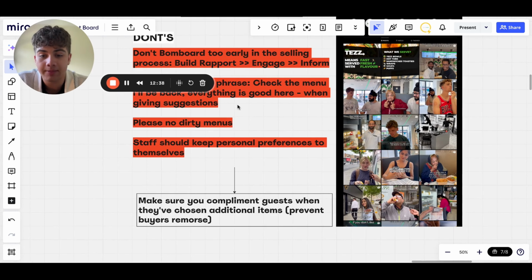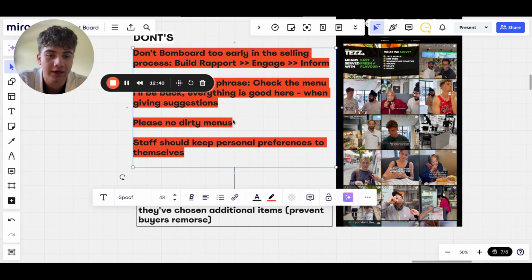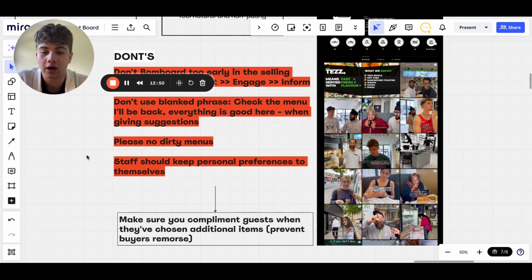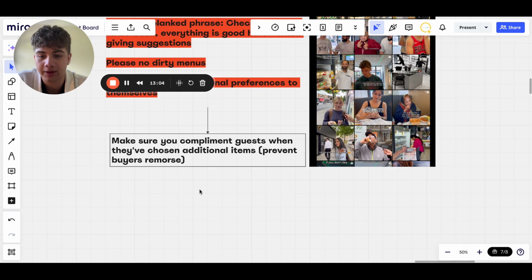Then thirdly, here, really basic one, please just don't give dirty menus. I mean, it's just a bad representation of what you guys do, and it is essentially this physical sales asset you are giving to customers when they walk through the door. Then lastly, here, staff should always keep personal preferences to themselves. They might not want a dessert after a heavy meal, but that does not mean other people will, and it doesn't mean that it wouldn't enhance their experience, right? Then lastly, here as well, make sure you compliment guests when they've chosen additional items to prevent buyer's remorse.